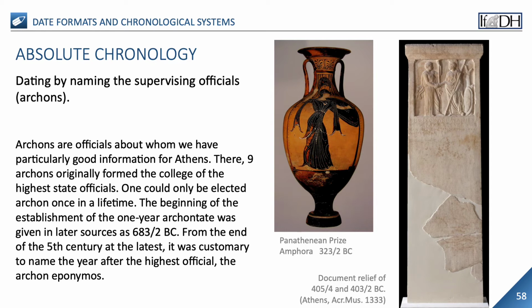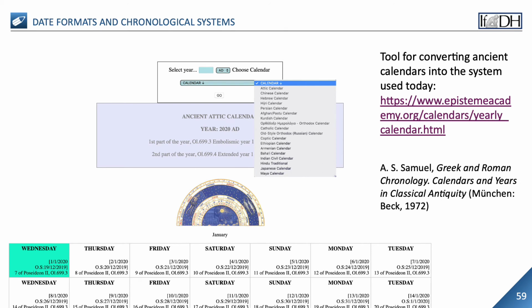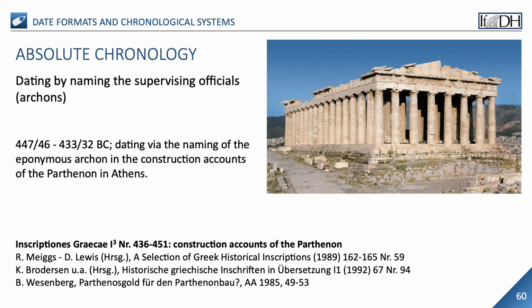So, if it is unknown in which season an event took place, there are two years to be mentioned in our chronological system. Fortunately, there is a tool that can be used to convert the calendrical data of other chronology systems into the system used today. In particularly fortunate cases, we can thus infer accurate dates.